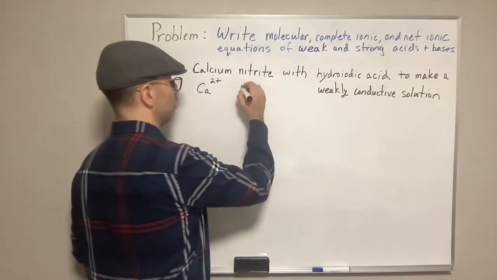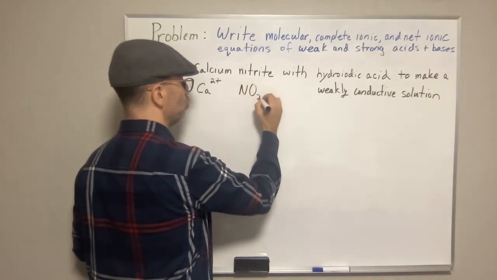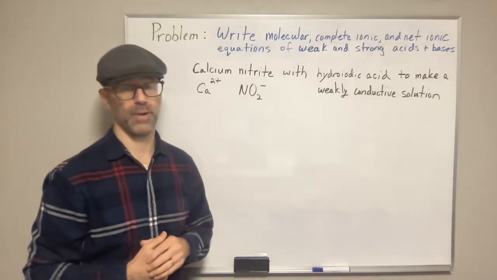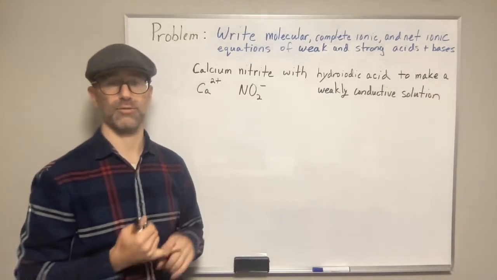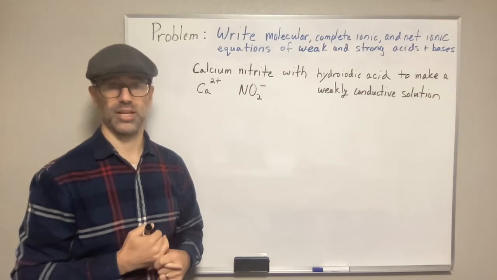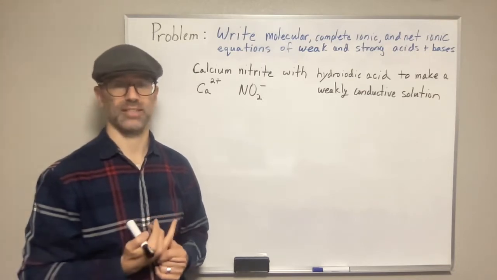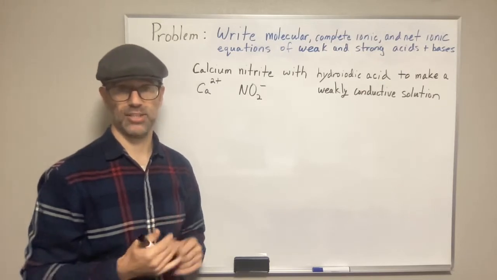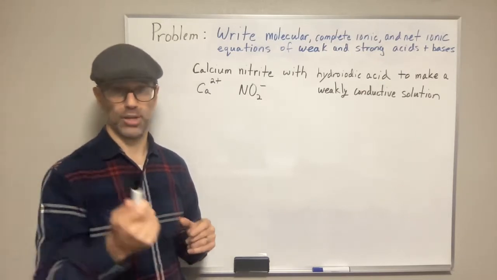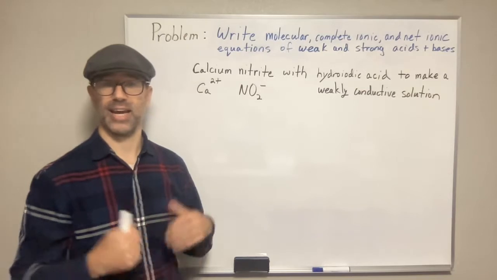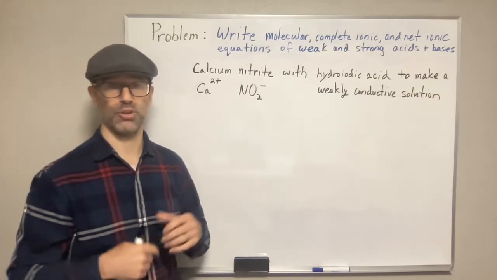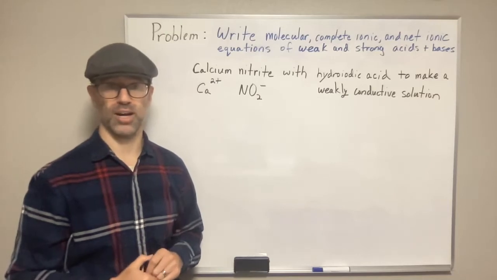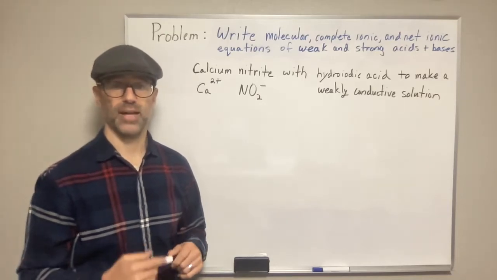Nitrite is going to be NO2-. That's a polyatomic ion. You have to know your polyatomic ions. You have to memorize the formulas and the charges. I'm sure your teacher gave you a list to memorize. I have a video on polyatomic ions, so you can go watch that. In that video, I give you some strategies and patterns to help you learn those polyatomic ions.